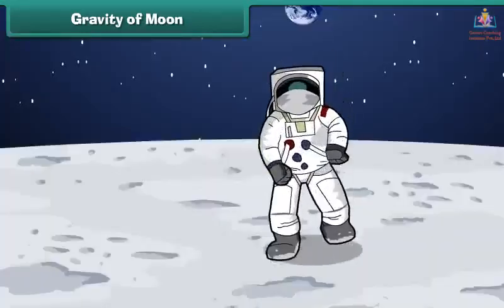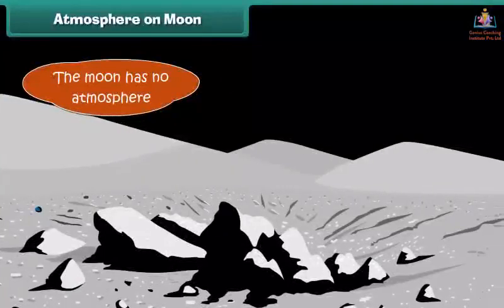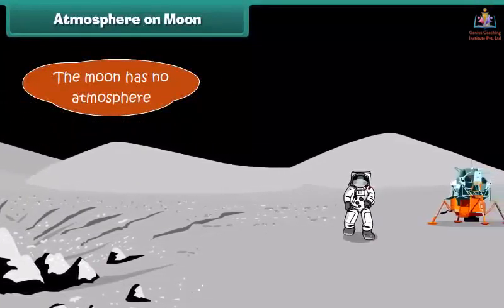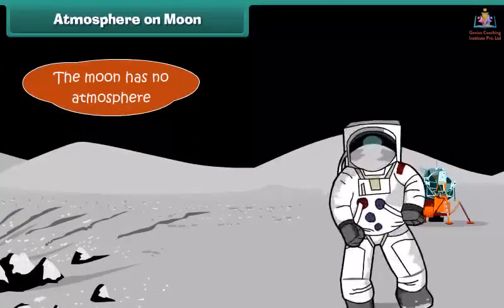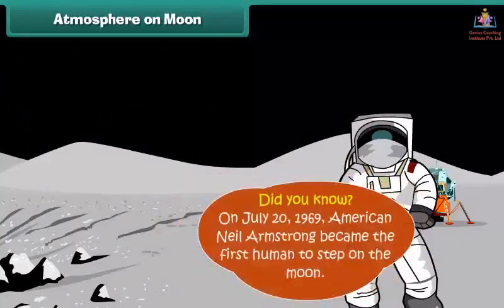You'll be surprised again to know that the moon's gravitational force is only 17% of the Earth's gravity. For example, a 100-pound, 45 kg person would weigh only 17 pounds, that is 7.6 kilograms, on the moon.